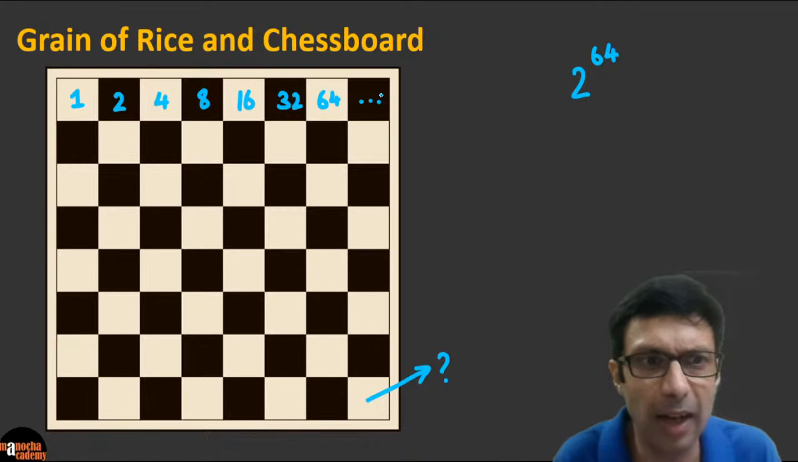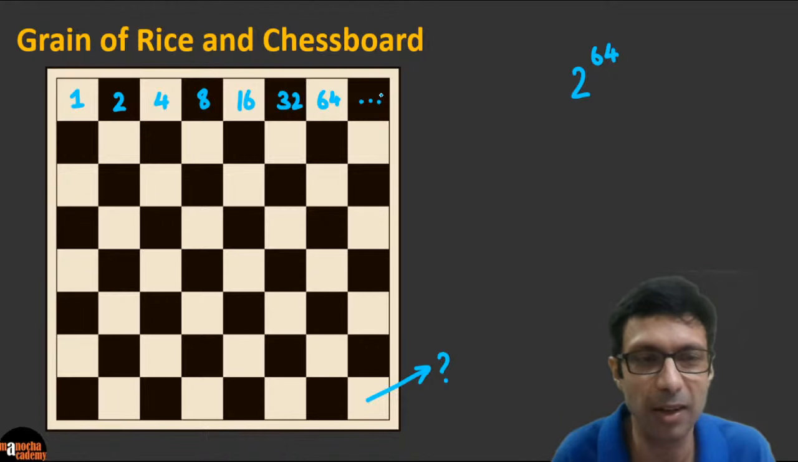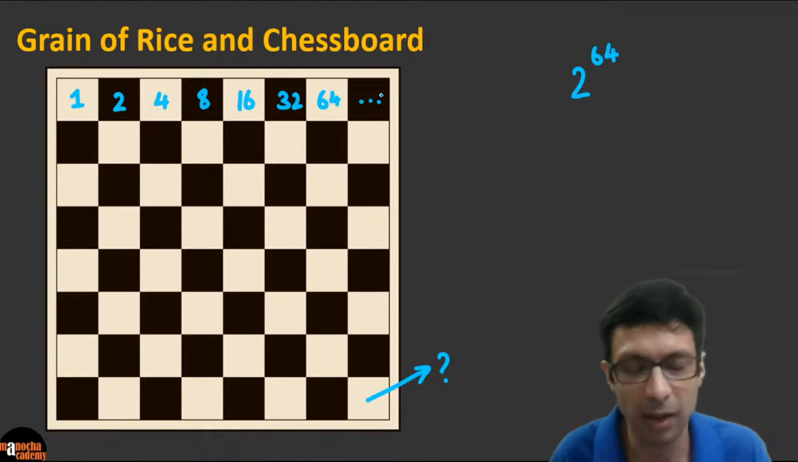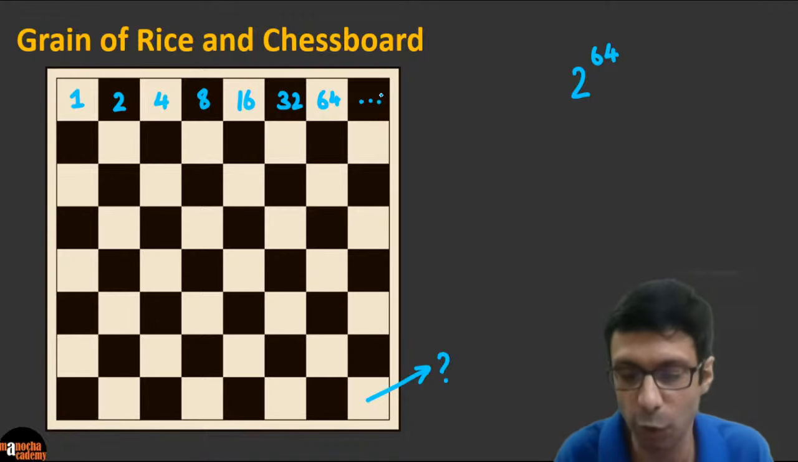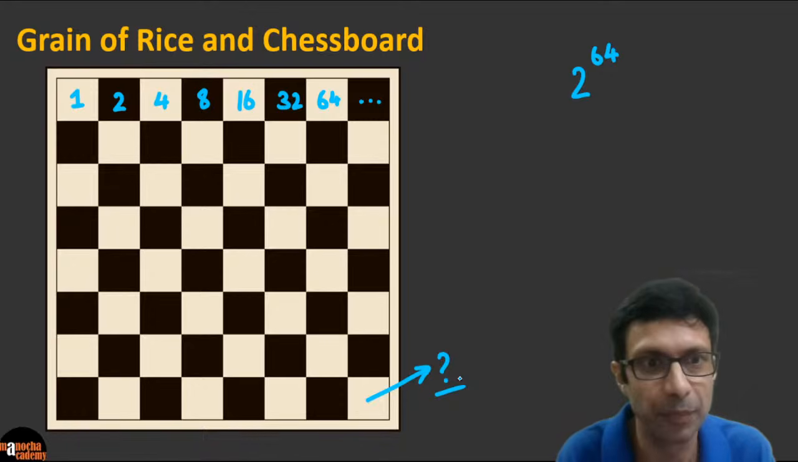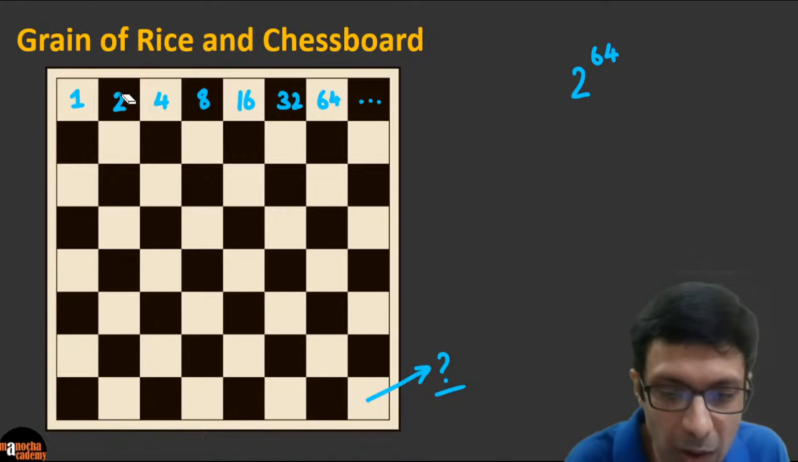So guys, let's try it. I'm not saying the right answer though. I think my answer is different. You guys are all saying 2 to the power 64. Come on, think about it, guys. A chessboard has 8 times 8, 64 squares. So how many on the last one? Okay, let's take a look here.